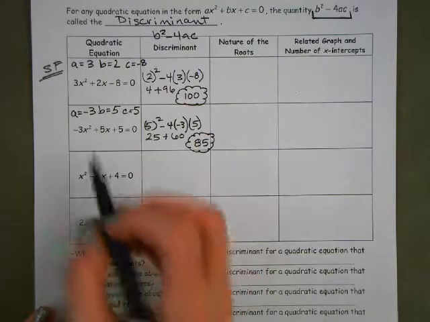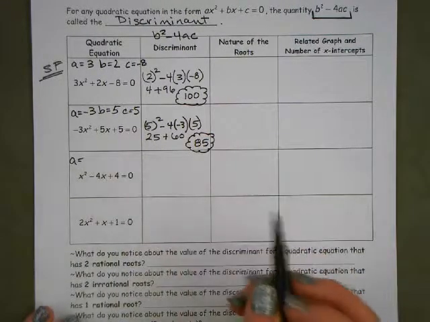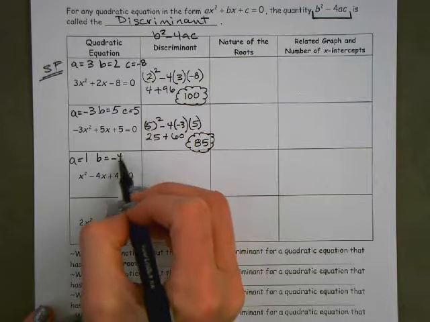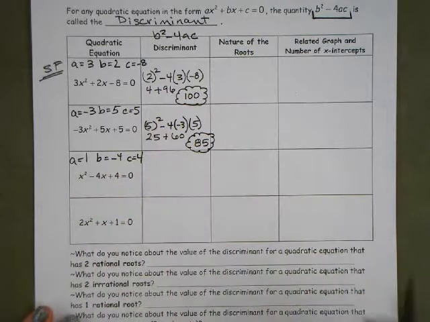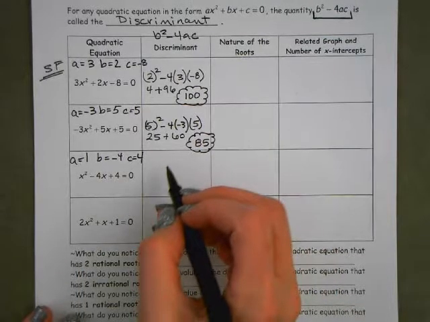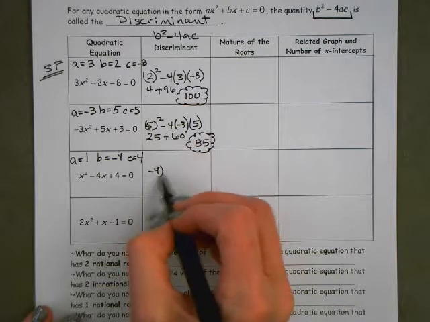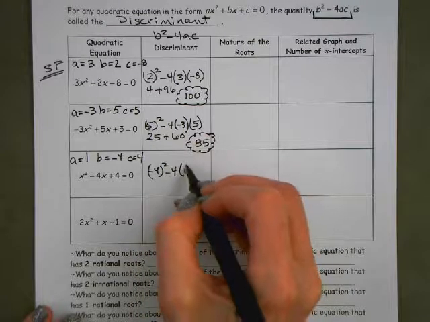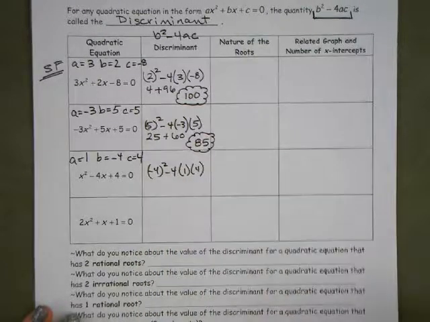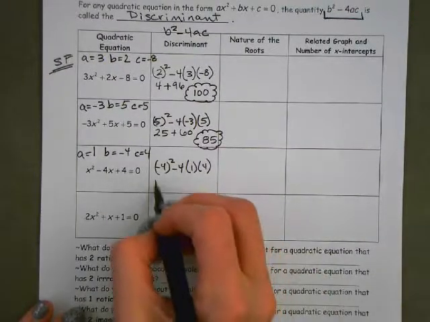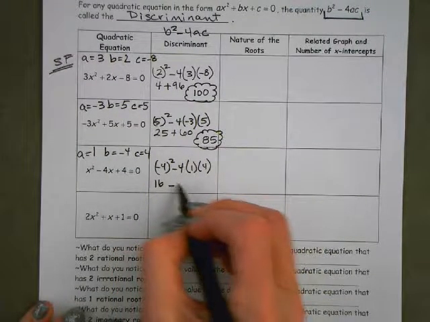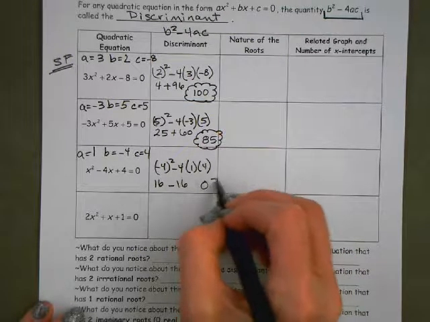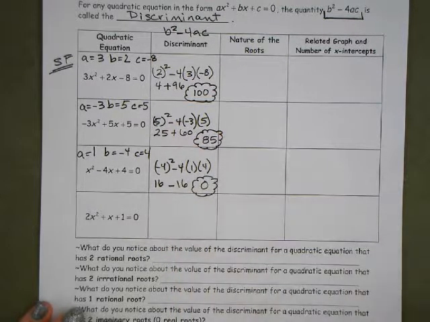So what is A on this example? 1. What is B? -4. And what is C? Okay. So this one will be B squared, which would be -4 squared, minus 4 times 1 times 4. So then I'm going to get 16 minus 16, which equals what? 0. Okay?